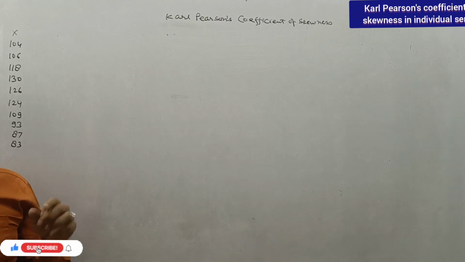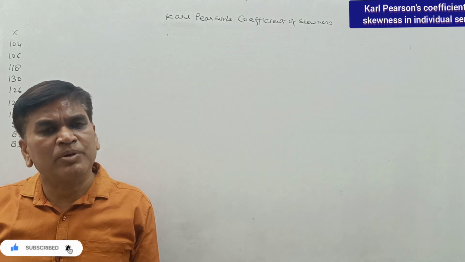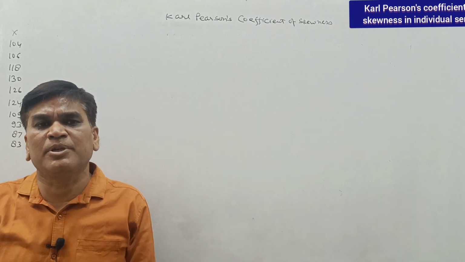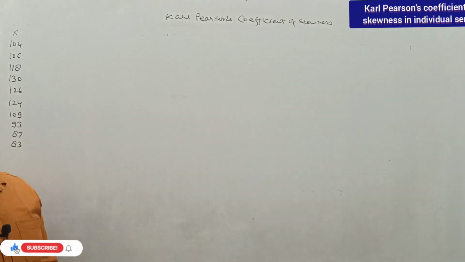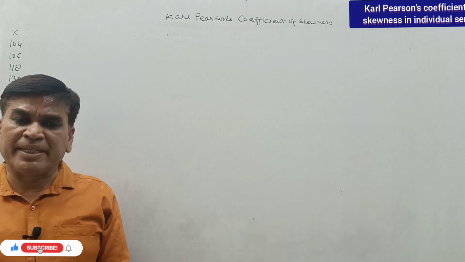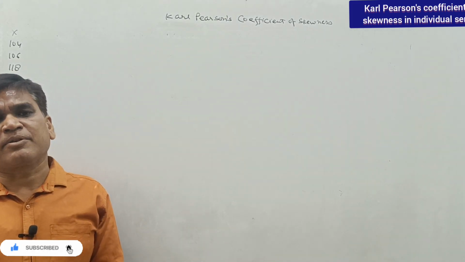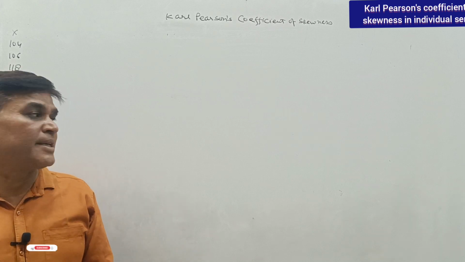It means in this case of individual series, we can't calculate the value of mode. So that's why we have to use the alternative formula for Karl Pearson's coefficient of skewness, that is, for getting the skewness, 3 x bar minus m, and for the coefficient of skewness, 3 x bar minus m divided by standard deviation.